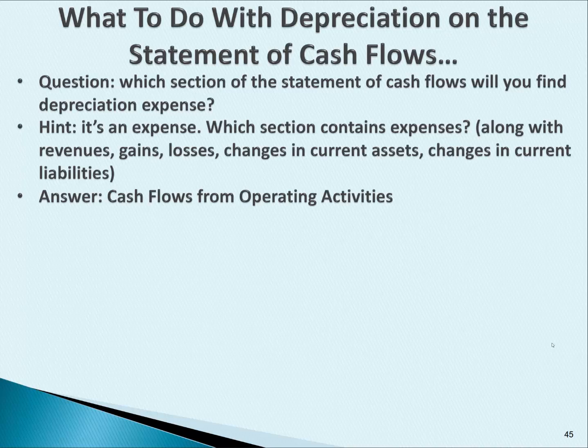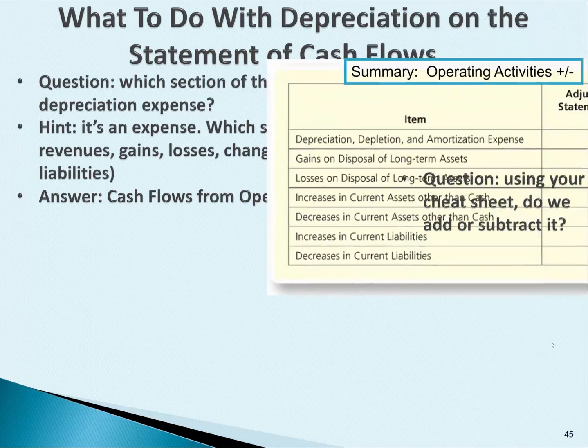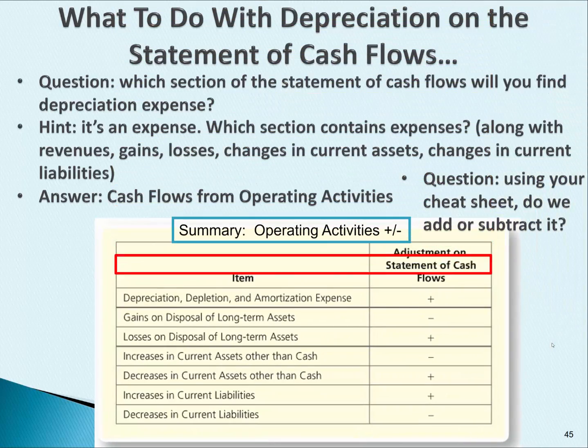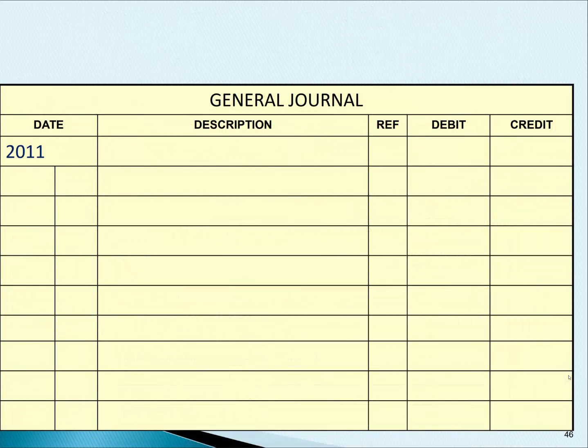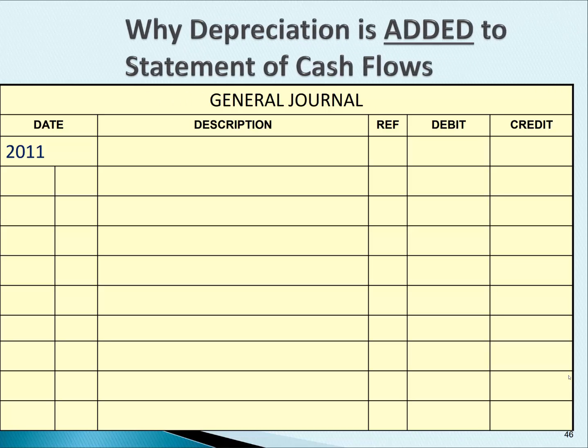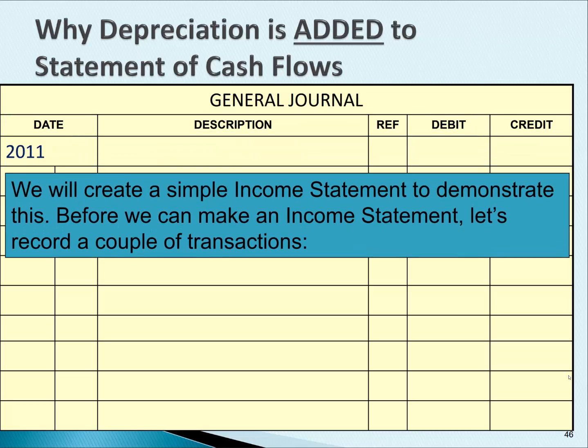Now comes the part that we've not gone over yet. So using our cheat sheet, do we add it or subtract it? Here's our cheat sheet. Depreciation is added. So a lot of students are wondering at this point, why do we add it? Well, we're going to explain that over the next few slides. And to do that, we want to create an income statement. We're going to create one of the world's simplest income statements, one with only 2 transactions.